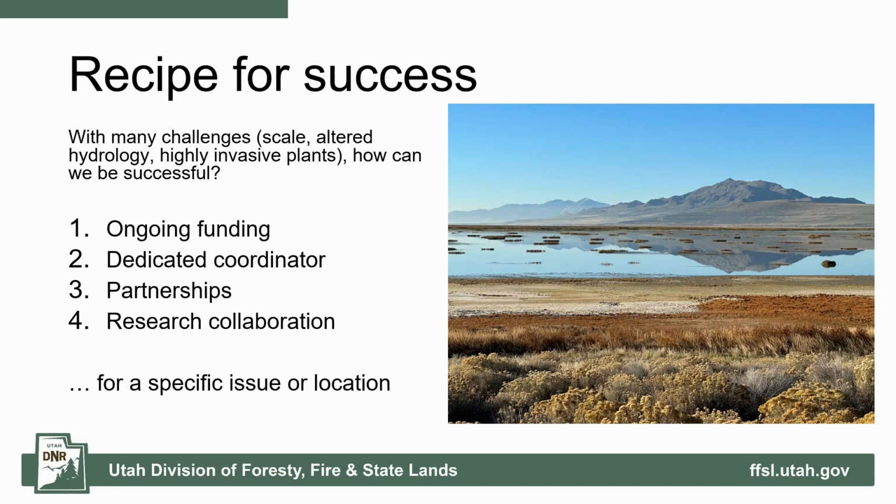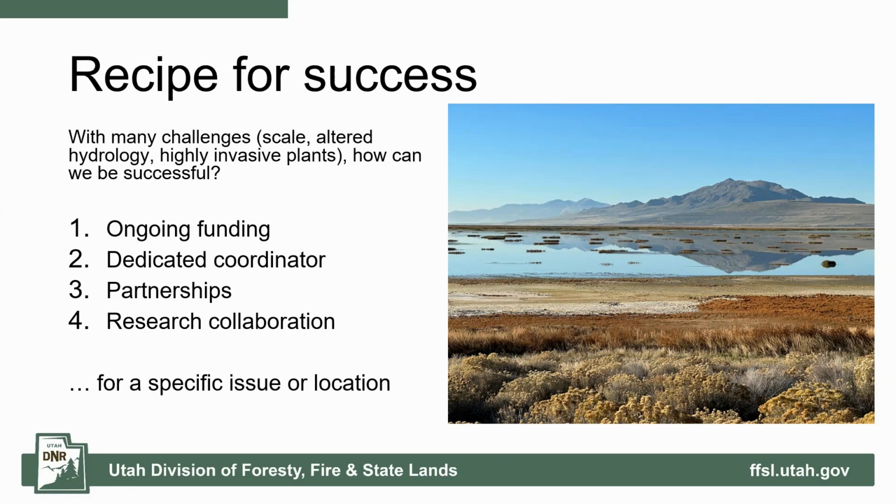Okay, so with all the challenges that we face managing all this land, to name a few, scale, all of these waterways have significantly altered hydrology. We have these incredibly highly invasive plants that Ray just mentioned. How can we be successful? Well, we've identified what we think are 4 key components to success for this work, and they are ongoing funding, a dedicated coordinator, partnerships, and research collaboration.